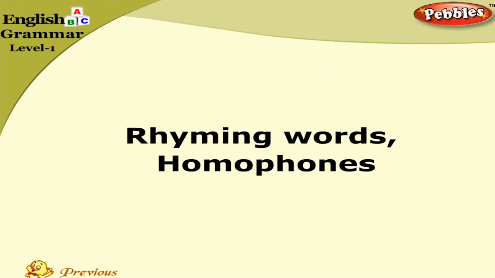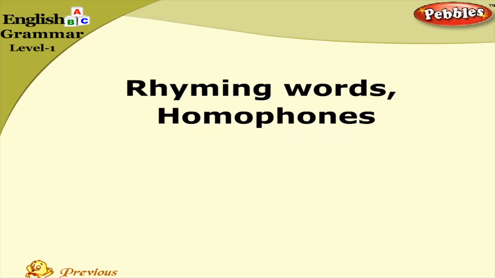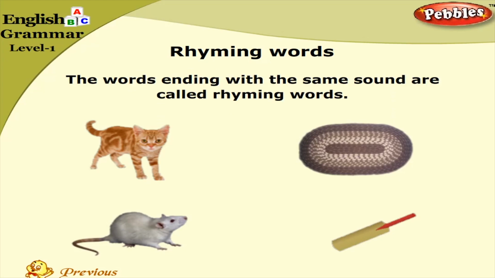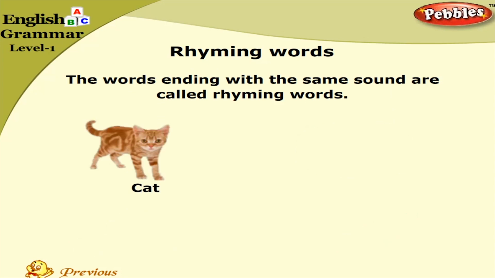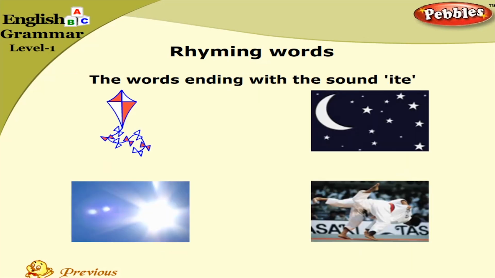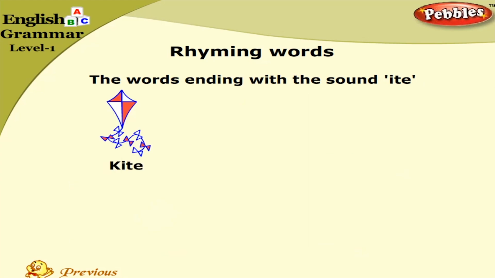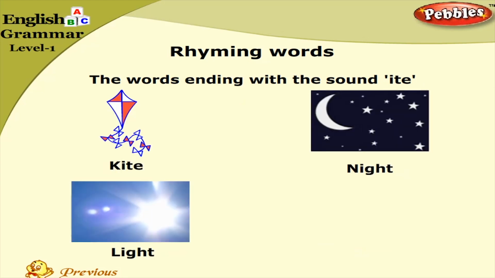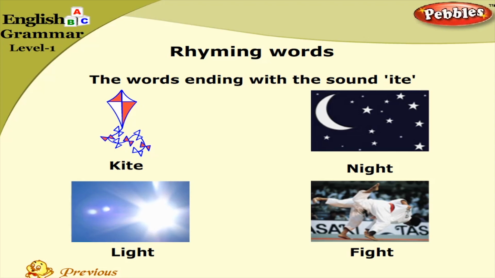Rhyming words and homophones. The words ending with the same sound are called rhyming words. The rhyming words ending with the sound at are cat, mat, rat, bat. Wow! Rhyming word is interesting. Words ending with the sound it are kite, night, light, fight.